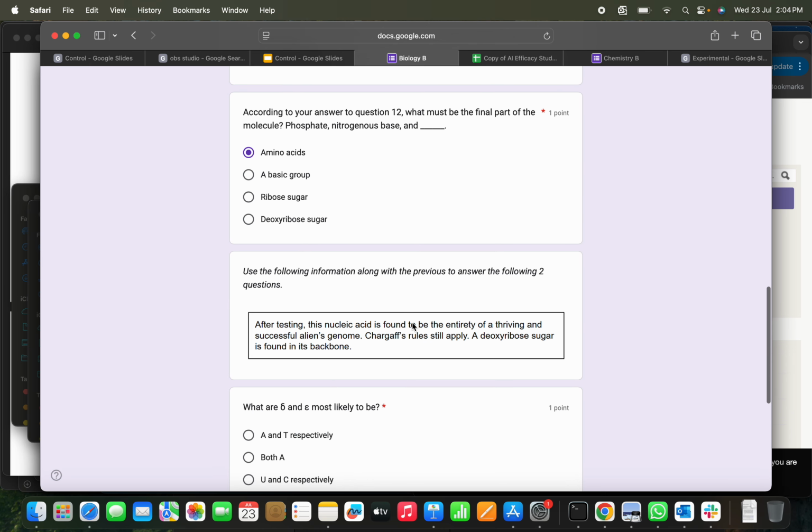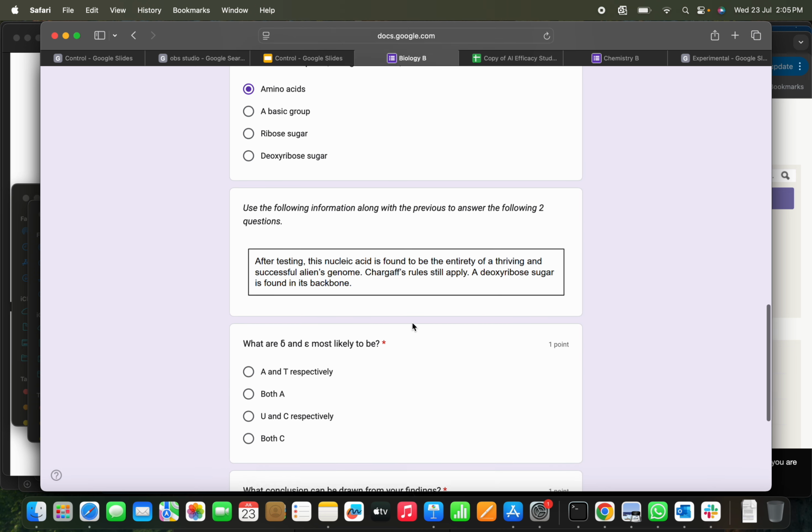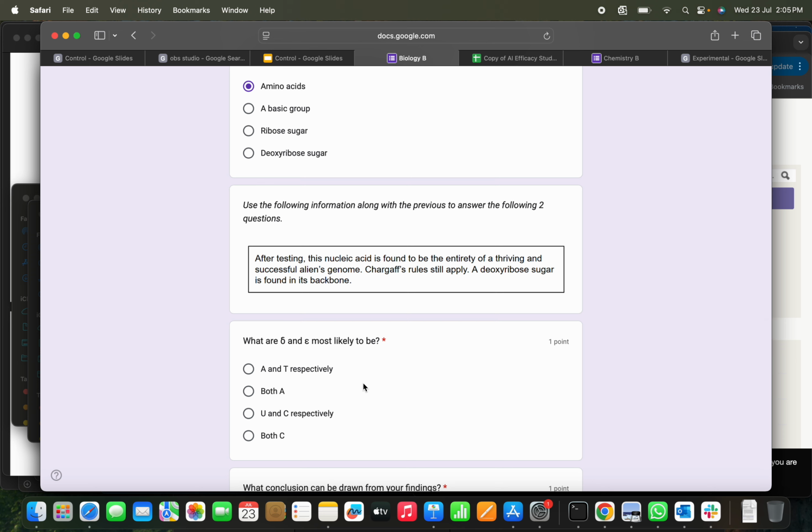Use the following information along with the previous to answer the following two questions. After testing, this nucleic acid is found to be the entirety of a thriving and successful alien's genome. Chargaff's rules still apply. A deoxyribose sugar is found in its backbone. What are delta and epsilon most likely to be?